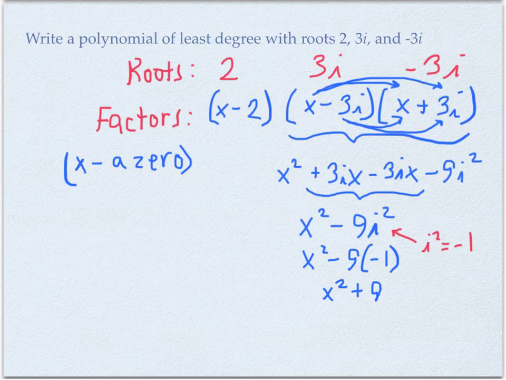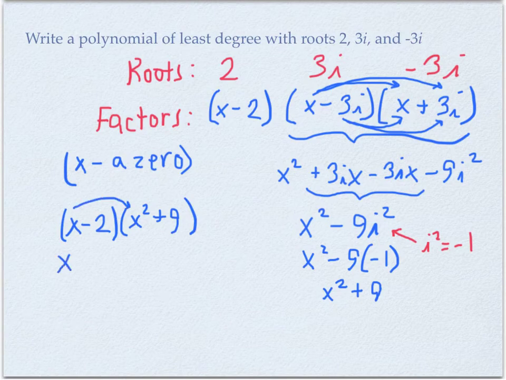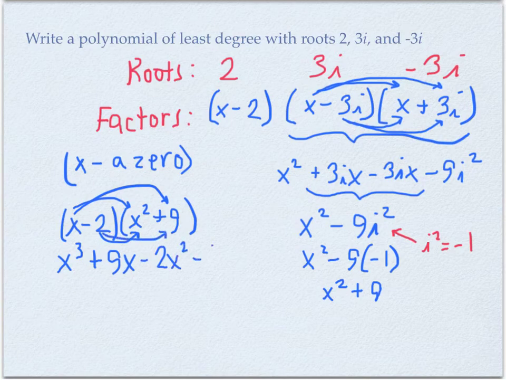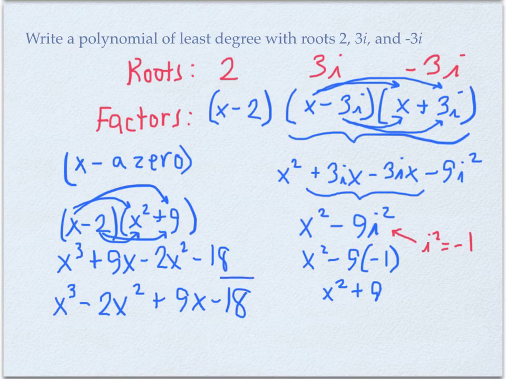Now remember, I'm not quite done yet, because I still have to multiply x minus 2 times that. So x minus 2 times x squared plus 9. Again, I have to FOIL this out. This will give me x cubed plus 9x minus 2x squared and minus 18. And just to clean it up a bit, I'll put them in descending order in terms of the powers here. And sure enough, there's my answer.